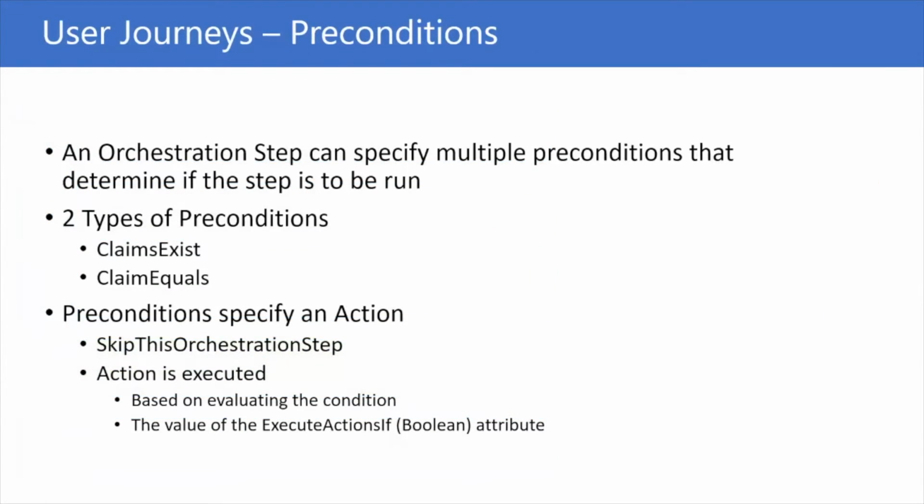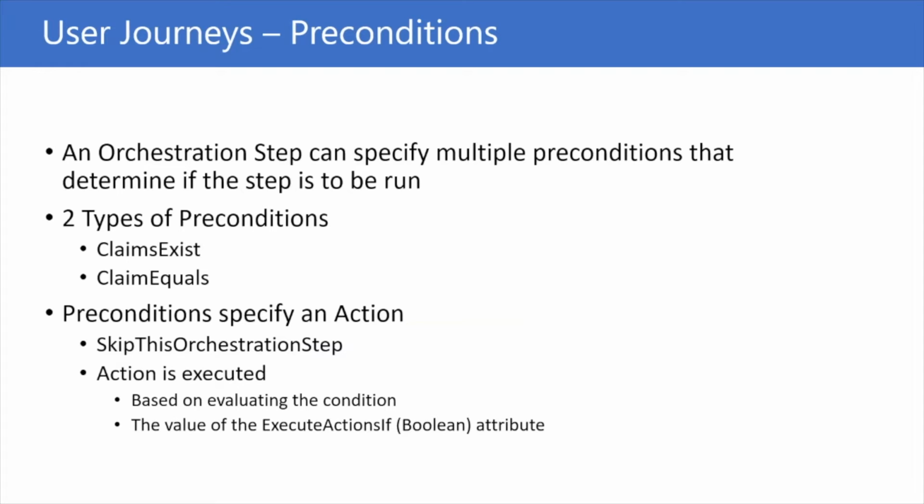Now, how do we accomplish that skip this step logic? Well, steps can optionally be executed in a user journey through the use of preconditions. An orchestration step can declare one or more preconditions, and those are evaluated when it's time for the orchestration step to run. If a precondition is matched, the action gets run. Right now, the only action that you can specify in a precondition is skip this orchestration step. There are two types of preconditions you can declare: claims exist and claim equals. Claims exist checks to see if a given claim exists in the claims bag. Claim equals checks a claim against a value that you provide.